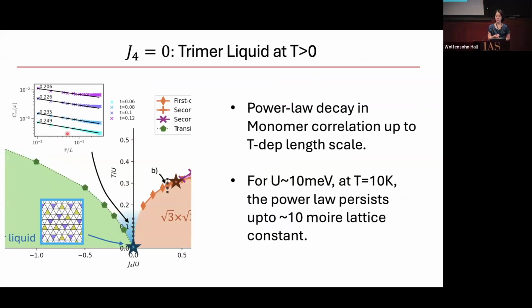Here, we study the correlation function of monomers. This is a monomer-monomer correlation function on a log-log plot, using the scaled variable to compare different system sizes. And what you see is that there is a well-defined, clear power law decay in this monomer correlation, up to a length scale that is dependent on the temperature. And at a U scale of 10 millielectron volts, this would be a sizable, observable length scale. So that's really interesting.